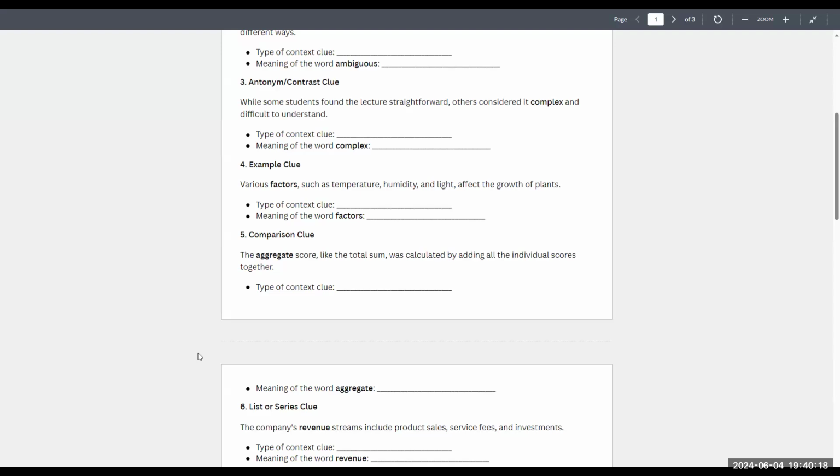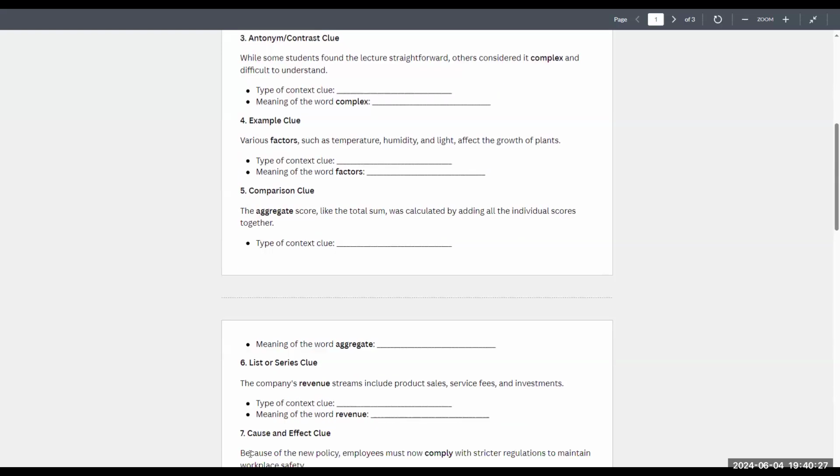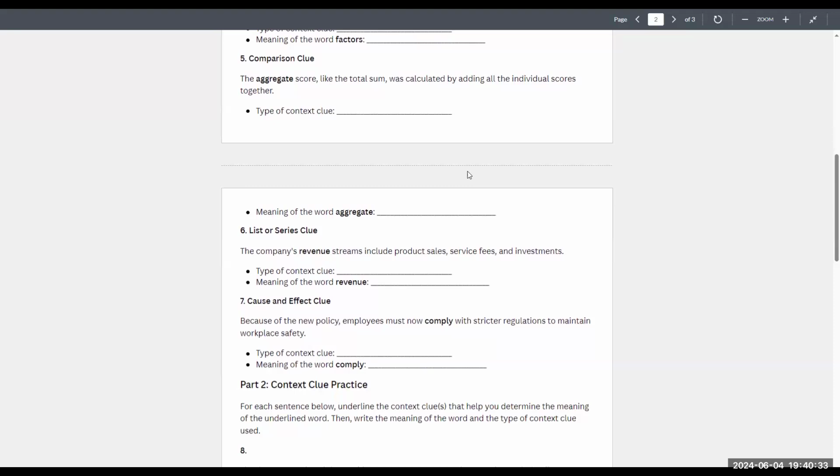Like the total sum. So the aggregated score is the total sum of the score. Okay? But yes, it's an average. Did you guys continue, or I know some of you had the document open. Do you want me to continue it? Yes?